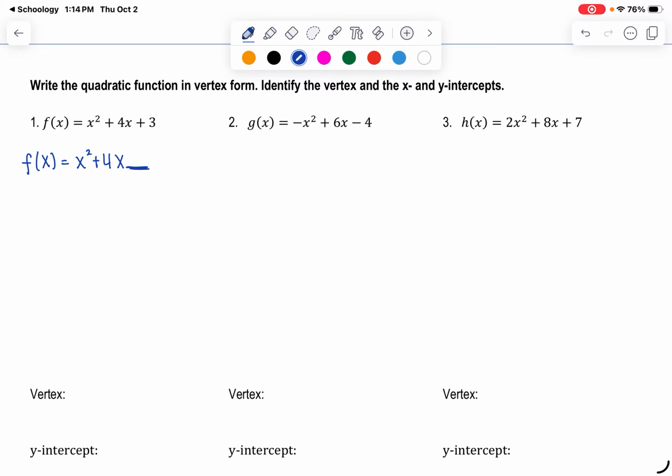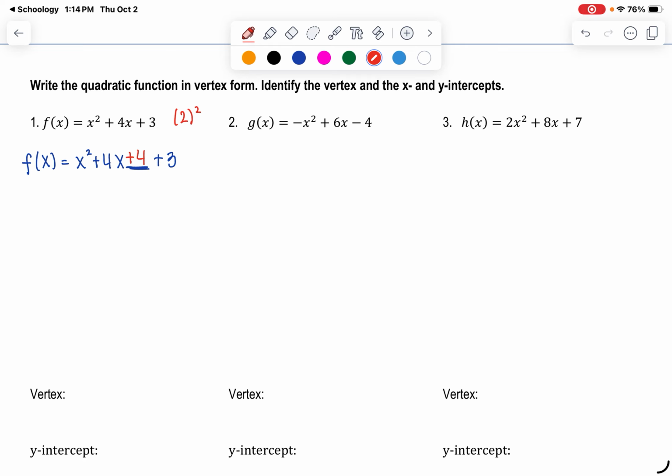Instead of subtracting 3 from both sides, because I would just have to move it back over, I'm just going to scooch it over. So I'm going to do plus 3 and pretend it's not there for a second. Now I'll complete this square for x. I'm going to take half of 4, which is 2, and square it, which is 4. So I'll add 4 right here.